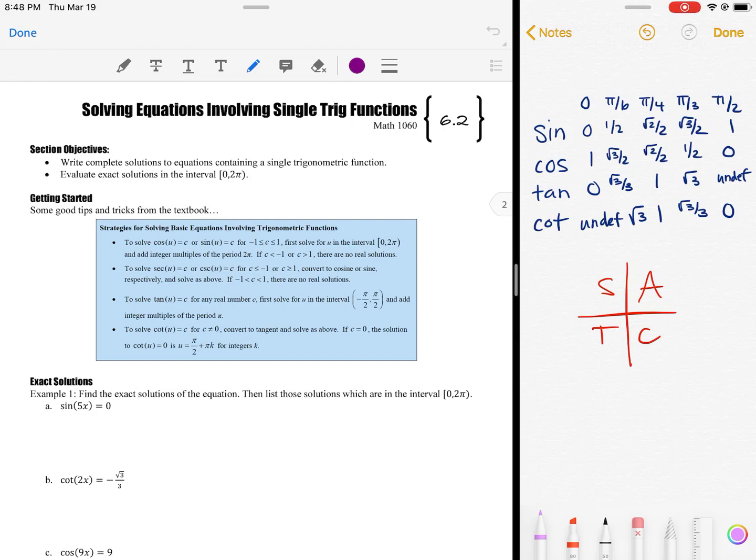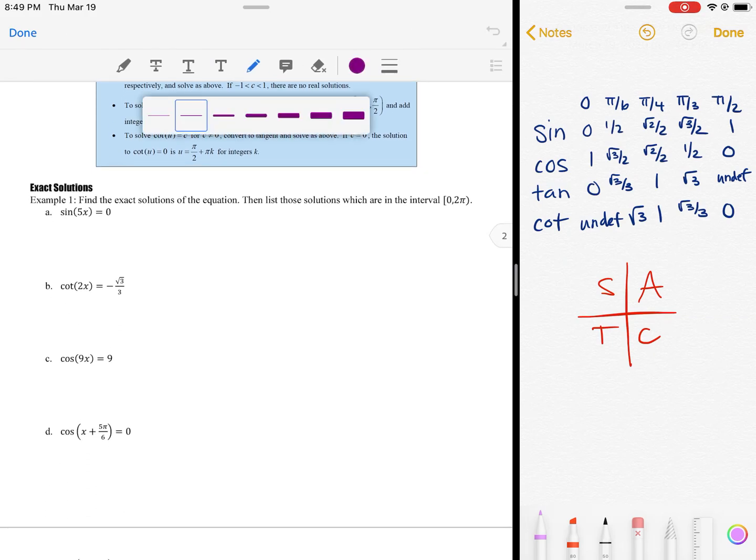All right, we're going to go ahead and take a look at solving single trig functions, or solving equations involving single trig functions. It gives you some hints up there, but let's just go ahead and look at the examples, and then you can go back and take a look at those ones. Those are some tips and tricks for you from our textbook. Okay, so let's go ahead and take a look down here.